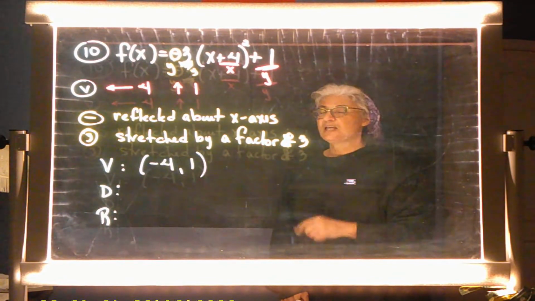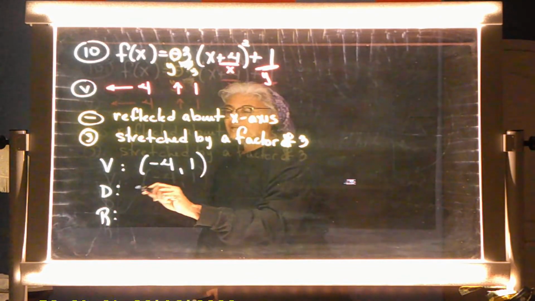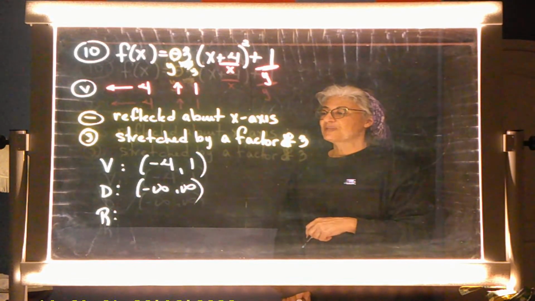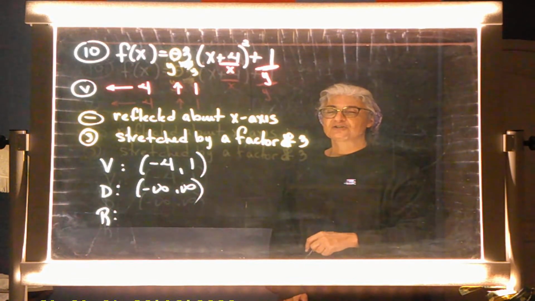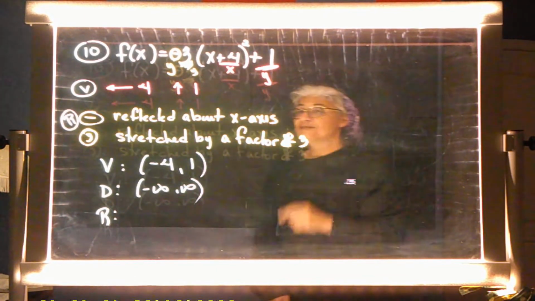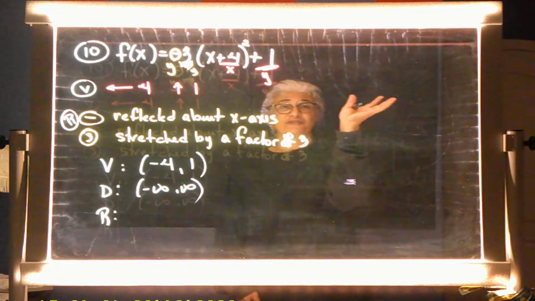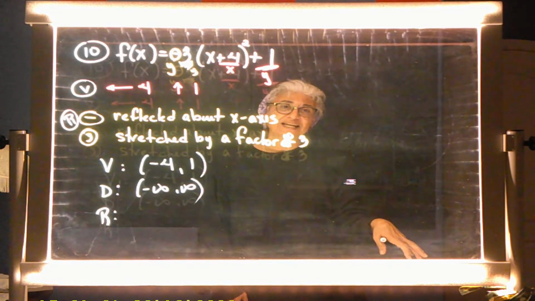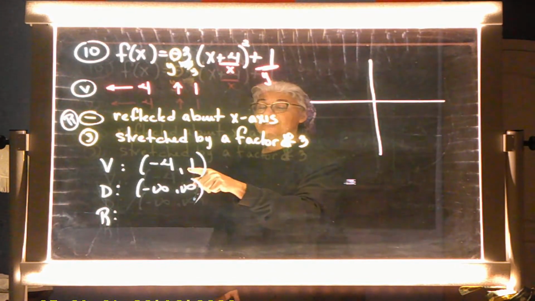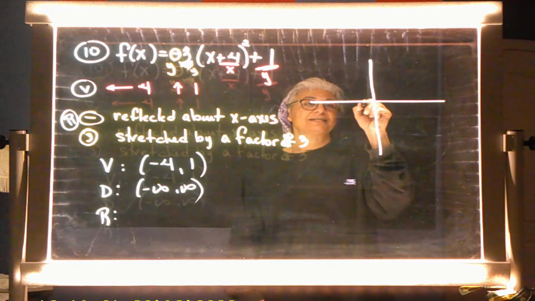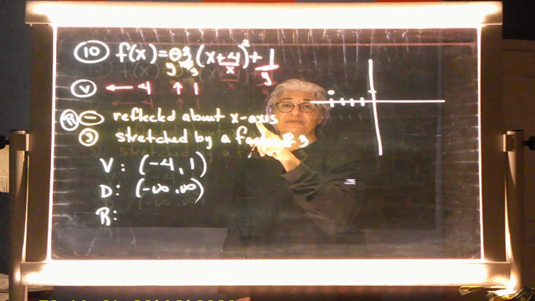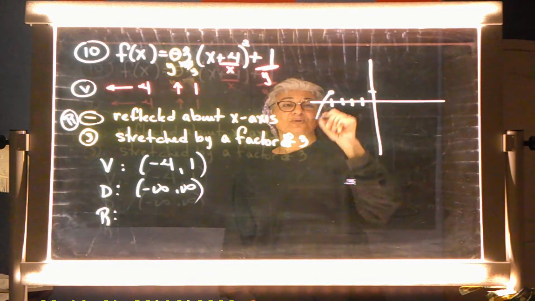Correct? The domain. Yeah, the domain is still going to be negative infinity to positive infinity. That's not going to change. Now the range. You're like, what's affecting my range? Well, first off, this is affecting your range because it reflected about the x-axis. So is it still facing up? No, it's facing down. So now I have a graph that is starting at -4, 1, or the turn is at -4, 1, and it's being reflected about the x-axis, which means now it's going down.